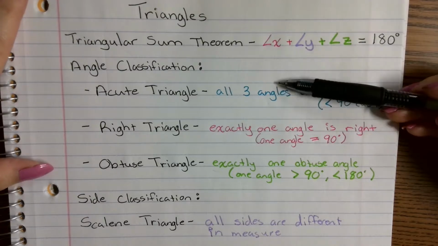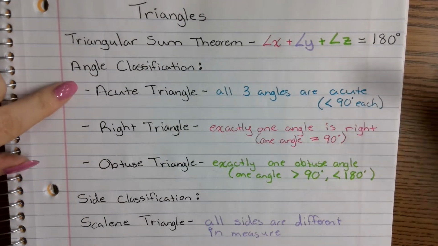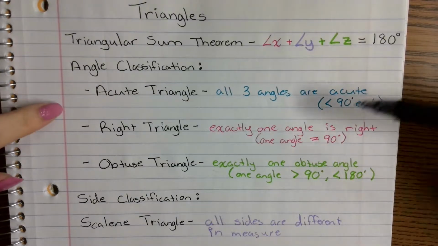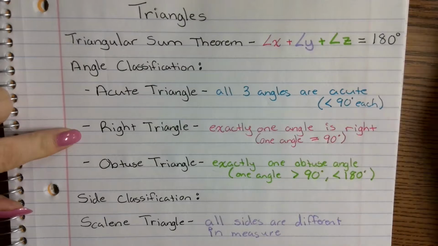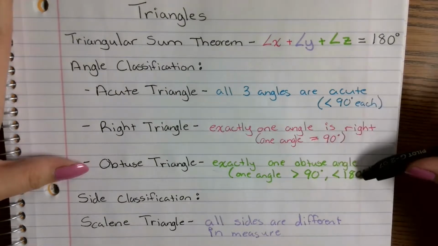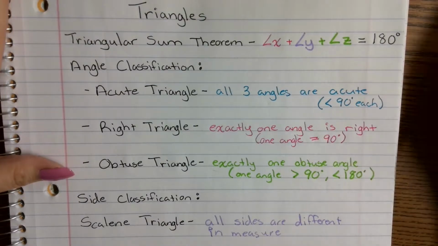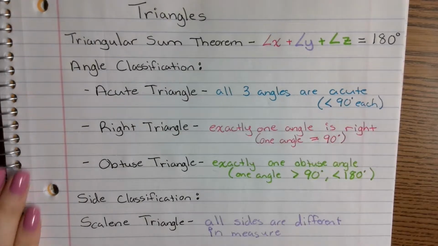Then we've got our angle classifications for triangles. You've got the acute triangle. All three angles have to be acute. The right triangle has one right angle, which means the other two angles are acute. Obtuse triangle means it has one obtuse angle in it. The other two angles would be acute.